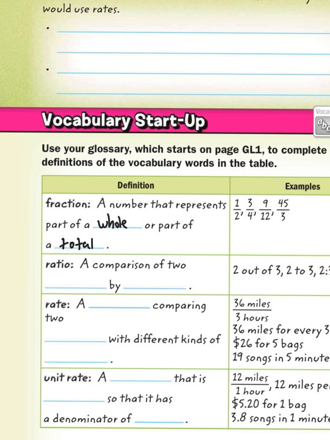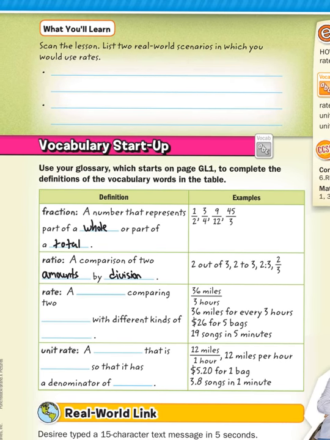Okay. Now let's talk about ratio. Ratios often look like fractions, but their definition is different. It says a ratio is a comparison of two amounts by division. Don't worry so much about the by division part. A ratio compares two different amounts. So when we look at our examples to the right, we have 2 out of 3, 2 to 3. Even though that looks like 2/3, when it's a ratio, we say 2 to 3.